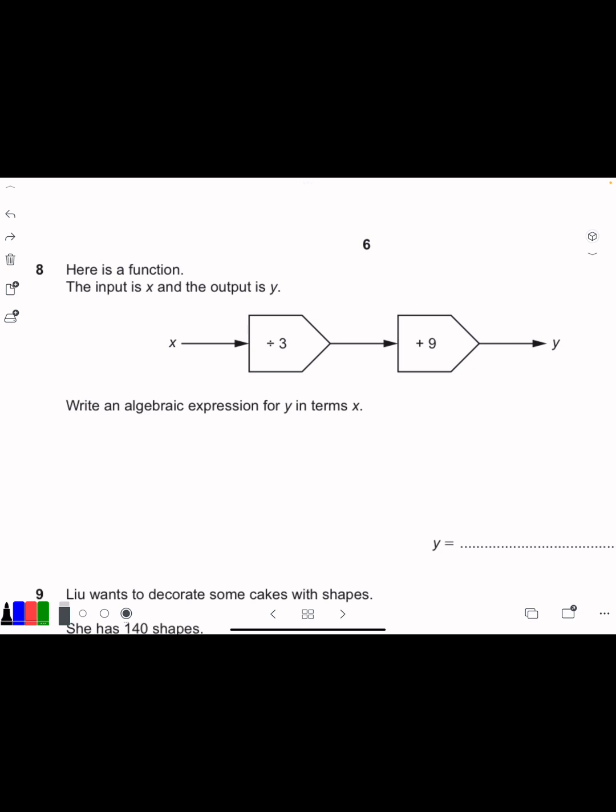Here is a function. The input is x and the output is y. Write an algebraic expression for y in terms of x. So it would be x over 3 plus 9.